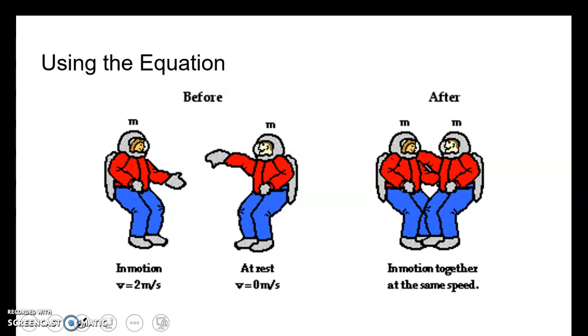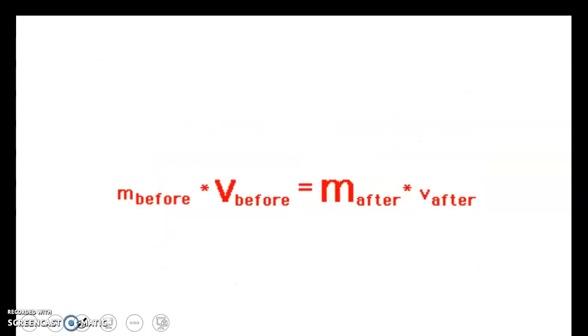So, examples of using the equation. How about you have two people in space. One's in motion, one's at rest. When the person in motion hits the person at rest, they will go in motion together at the same speed. So I can say mv plus mv, if this collision is where they stick together, equals 2 mv. M before times velocity before equals m after times velocity after.